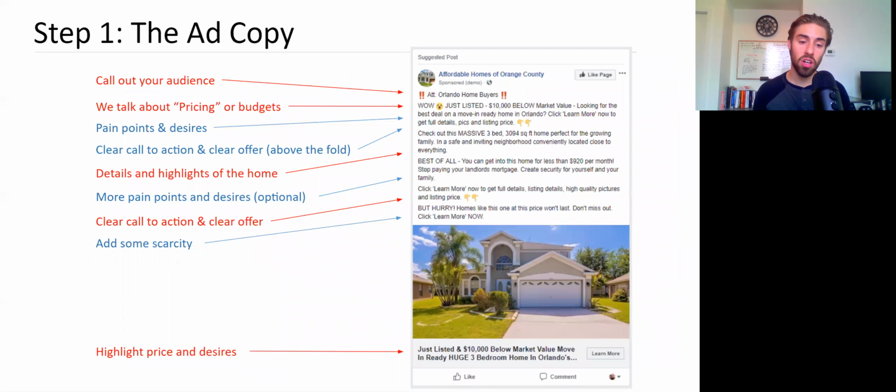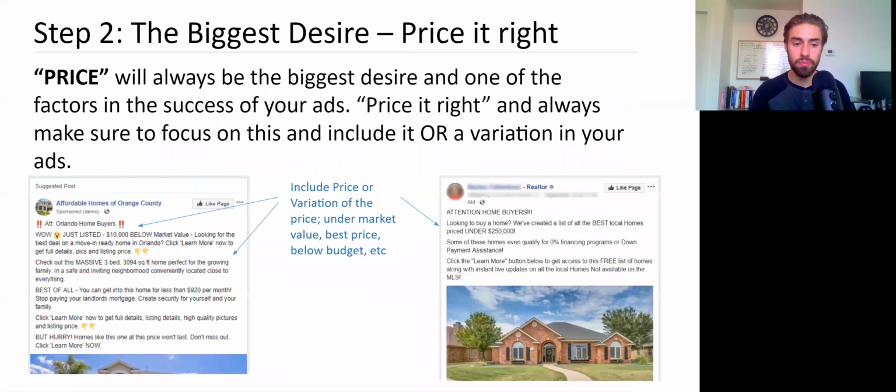First off, you want to call out your specific audience you're targeting, right? Very important. Attention Orlando home buyers. That's the first line. Then we talk about their pain points and their desires about buying or selling their property, like we tore a strip out of their diary, right? We know it resonates with them. And then we add some scarcity in the copy, words like hurry now, and a clear call to action, right? Learn more right at the bottom of the ad.